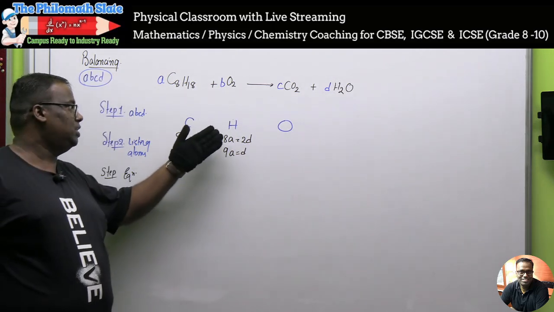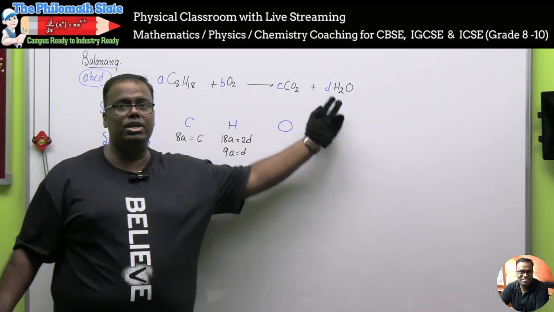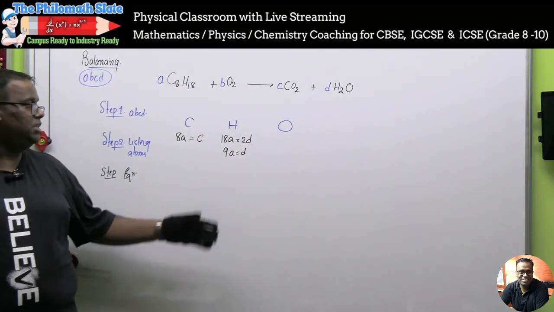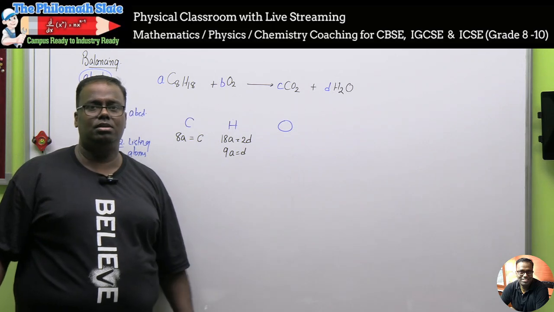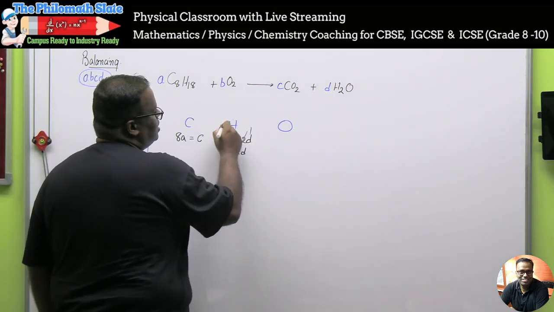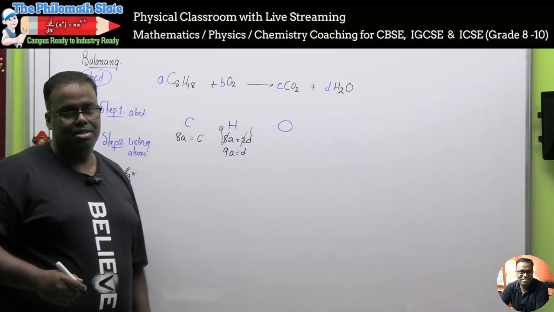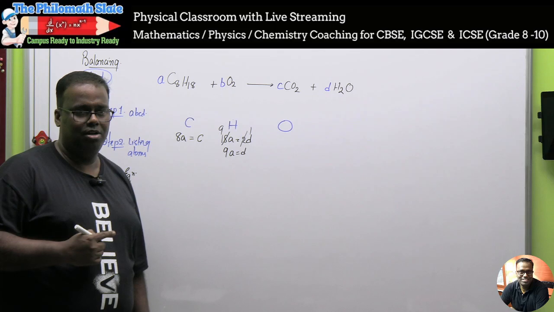The next equation is looking for hydrogen. 18A is equal to 2D, which means 9A should be D. Divide the equation on both sides by 2. Na easy karo. 2 1s are 2, 2 9s are 18. Is it understood or not?